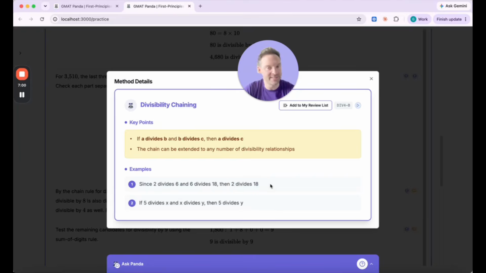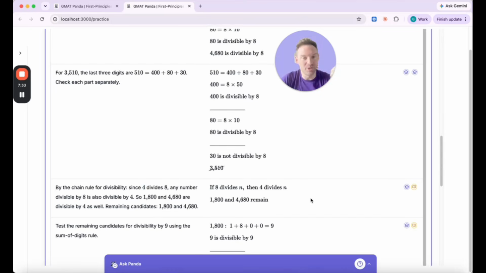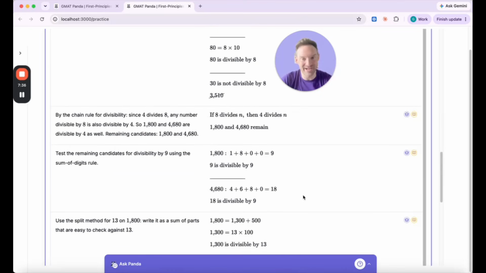2 divides 18. And in this case, A is going to be 4, right? And B is going to be 8. Why are we choosing those numbers? Because we've already shown that 8 divides the remaining numbers. And therefore, since 4 divides 8, we don't have to check that 4 divides the remaining numbers because we already know it via this divisibility chaining rule. So we can just skip on to the next digit check, which was 9.